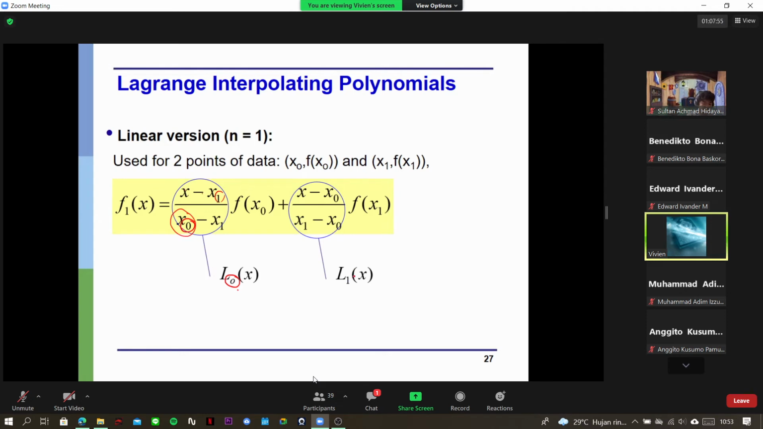And if we look here, we have L1. That will be x minus the other value aside from 1, so that will be x0, over x1, the value here, minus the other value, the same as at the top, which is x0. This is times f(x1). So you see when we have f(x0), x0 appears here, and x is the interpolated value that we want to find.